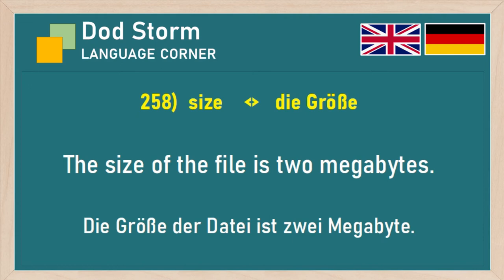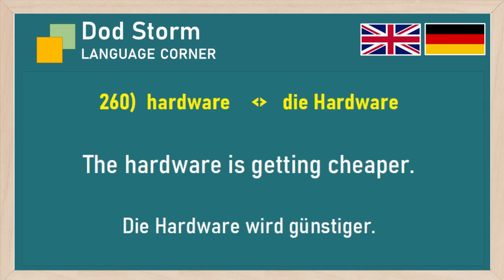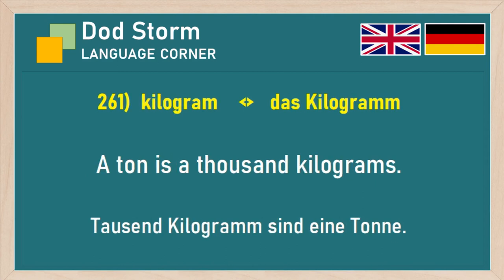The size of the file is 2 megabytes. Halogen lamps shine very bright. The hardware is getting cheaper. A ton is 1,000 kilograms.